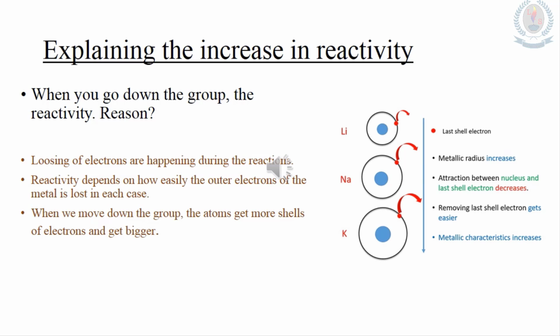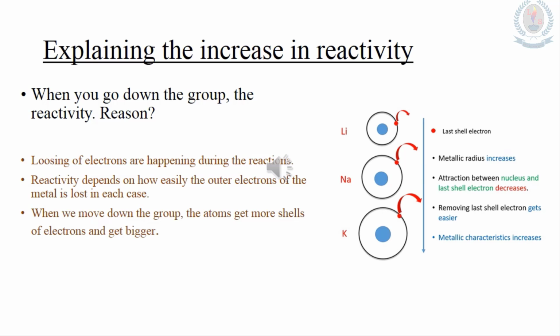As we move down the group, you can see in this figure what happens to the atom: these atoms become bigger and bigger as we go down. The reason is, when these atoms go down, they have more shells of electrons. They are not having only this shell now. Each of these atoms has a different number of shells of electrons, and the number of shells increases as we go down. Because of that, these atoms become big.